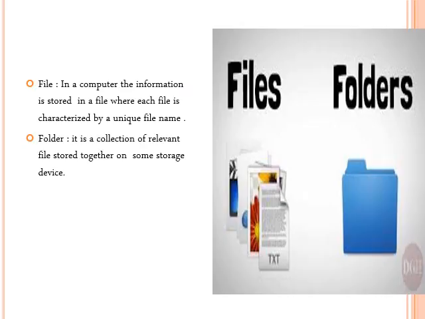So first, what are files? A file is a place where we store information, and each file has one unique name. And what are these folders? Folders are the place where files are stored. In a folder, not only can we store files, we can also store folders, and these folders that we store inside folders are called subfolders.